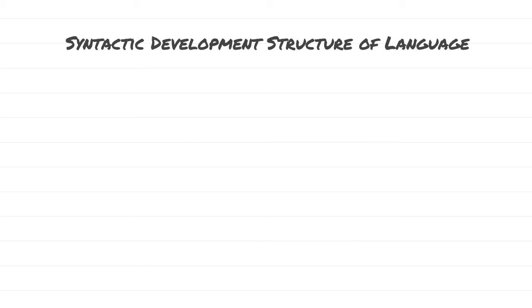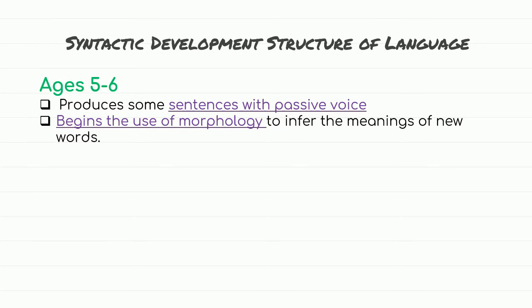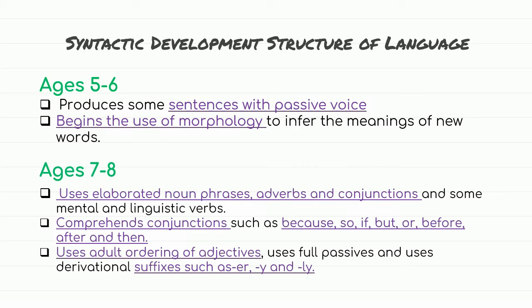Syntactic development, structure of language. From ages 5 to 6, they are able to produce some sentences with passive voice. Also begins the use of morphology to infer the meanings of new words. From ages 7 to 8, they are able to use elaborated noun phrases, adverbs and conjunctions, and some mental and linguistic verbs. Also comprehends conjunctions such as because, so, if, but, or, before, after, and then. Also uses adult ordering of adjectives, uses full passives, and uses derivational suffixes such as er, y, and ly.